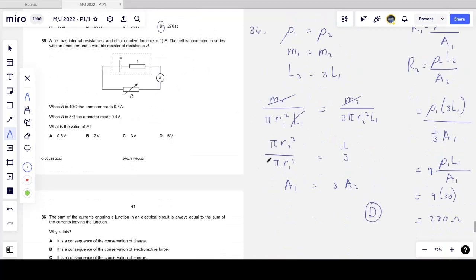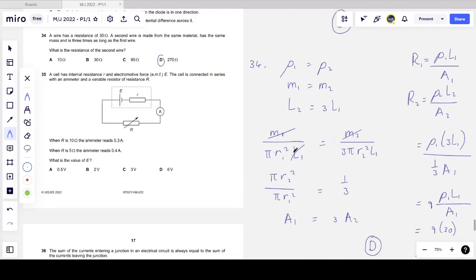So here there was quite a significant amount of manipulation that had to be done. I had to figure out the areas, or rather compare the densities to figure out the areas. Once I've compared the densities and figured out the areas, I can then go back to my equation that had resistivity in it in order to find the resistance. So there was a significant amount of mathematics in there.